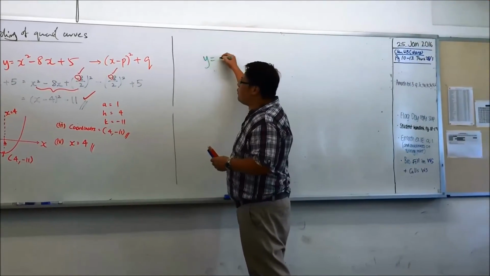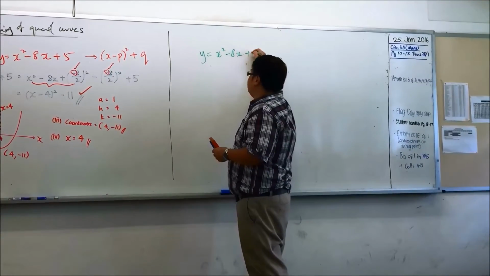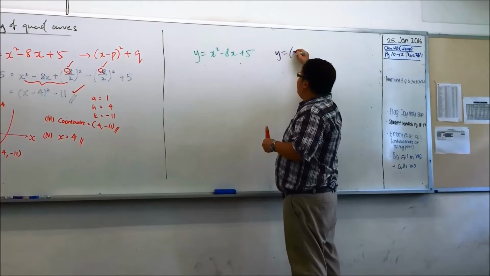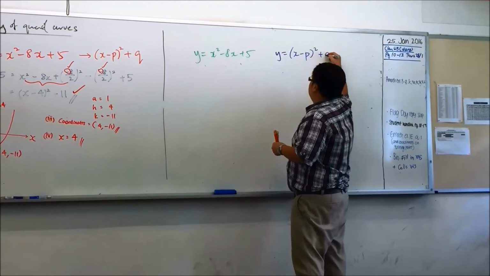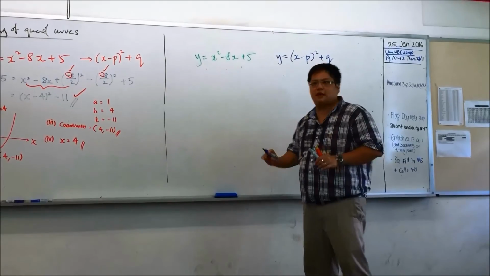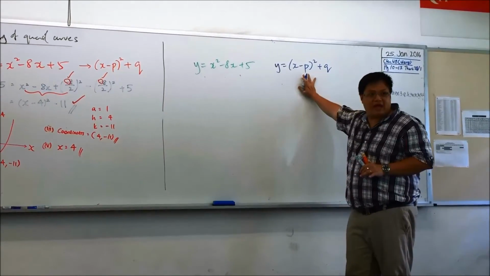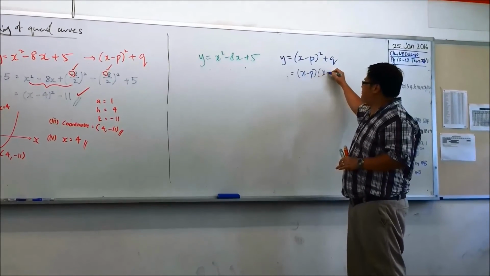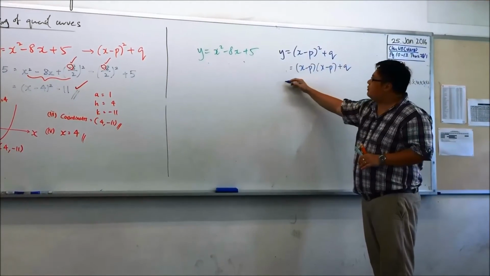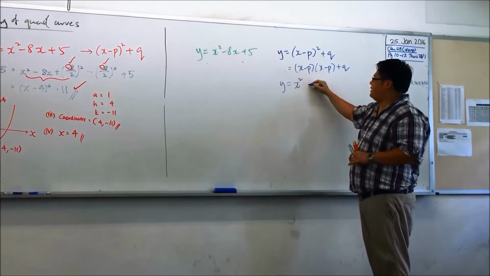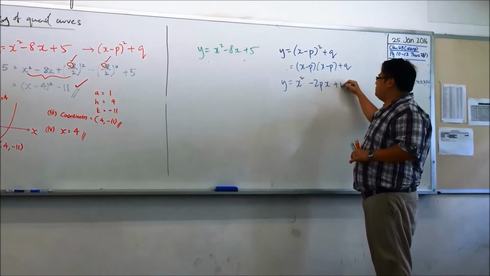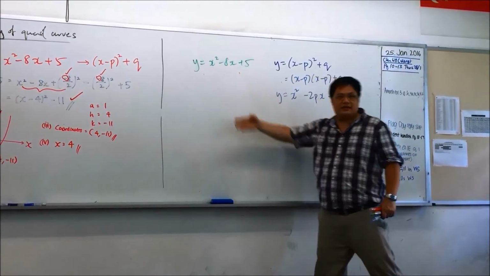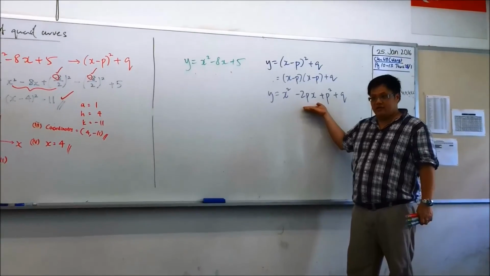You see, you're given that y equals x squared minus 8x plus 5. You're also given that y is equal to (x minus p) squared plus q. Watch what happens now if I expand out what I have in blue. So this will be (x minus p) squared plus q. I expand this out. y is equal to x squared minus 2px plus p squared plus q. This is y. My dear, this is also y. Am I right? Okay, watch now.